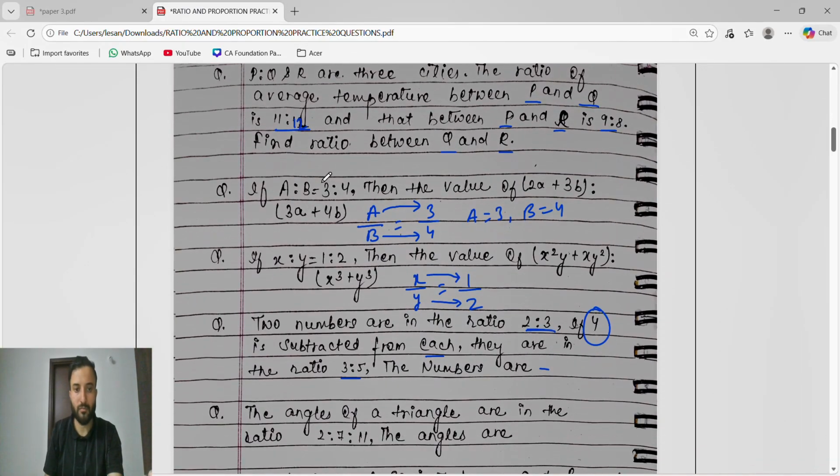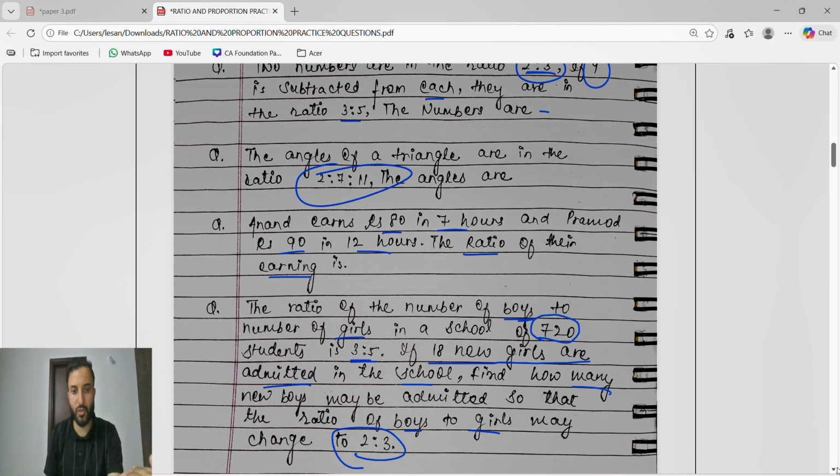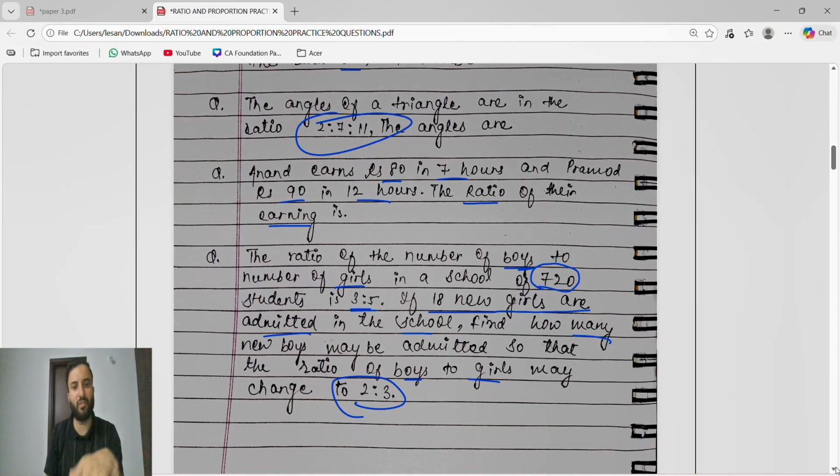Now here, find the ratio between Q and R, the ratio is already given, so it is a ratio question. Here also the ratio is given, and the ratio of angles is given. So whenever they give or write the ratio or the proportion, it means the question is of the form of ratio and proportion. Here also, find the ratio of the girls. So like that you will get to know.